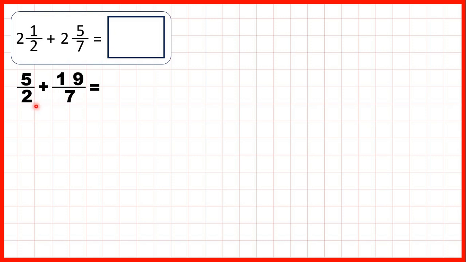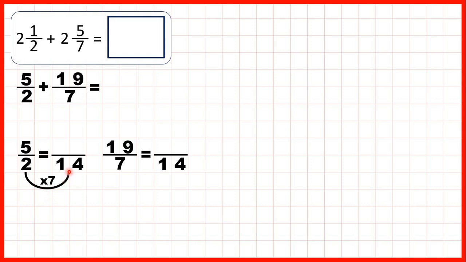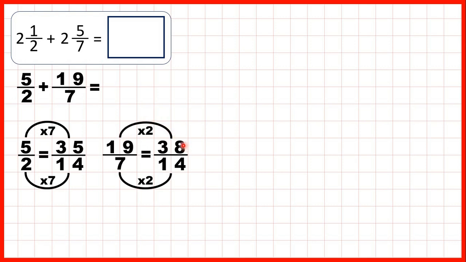So 14 is in both the 2 and the 7 times tables, so we can find equivalent fractions with a denominator of 14. We use multiplication to find equivalent fractions. 2 times 7 is 14, so if we do the same to the numerator, 5 times 7 is 35. Now 7 times 2 is 14 and 19 times 2 is 38. You might need to use column method or short multiplication to work that out.